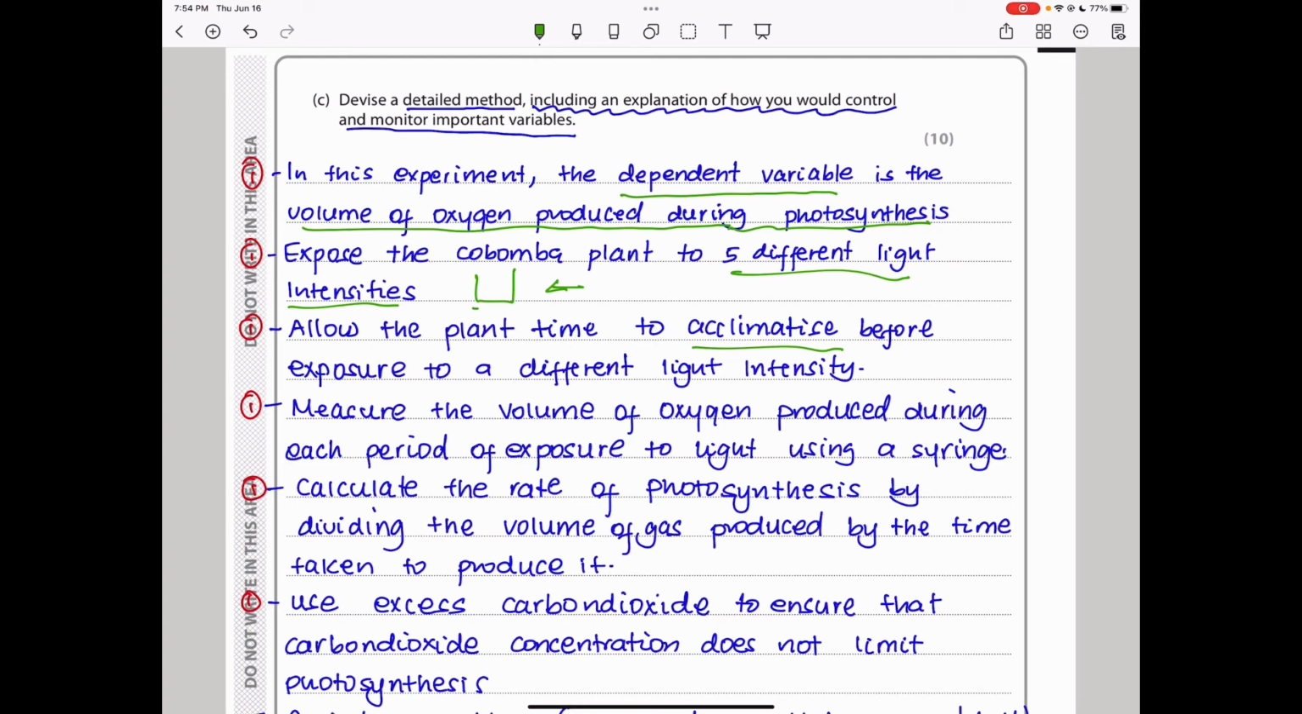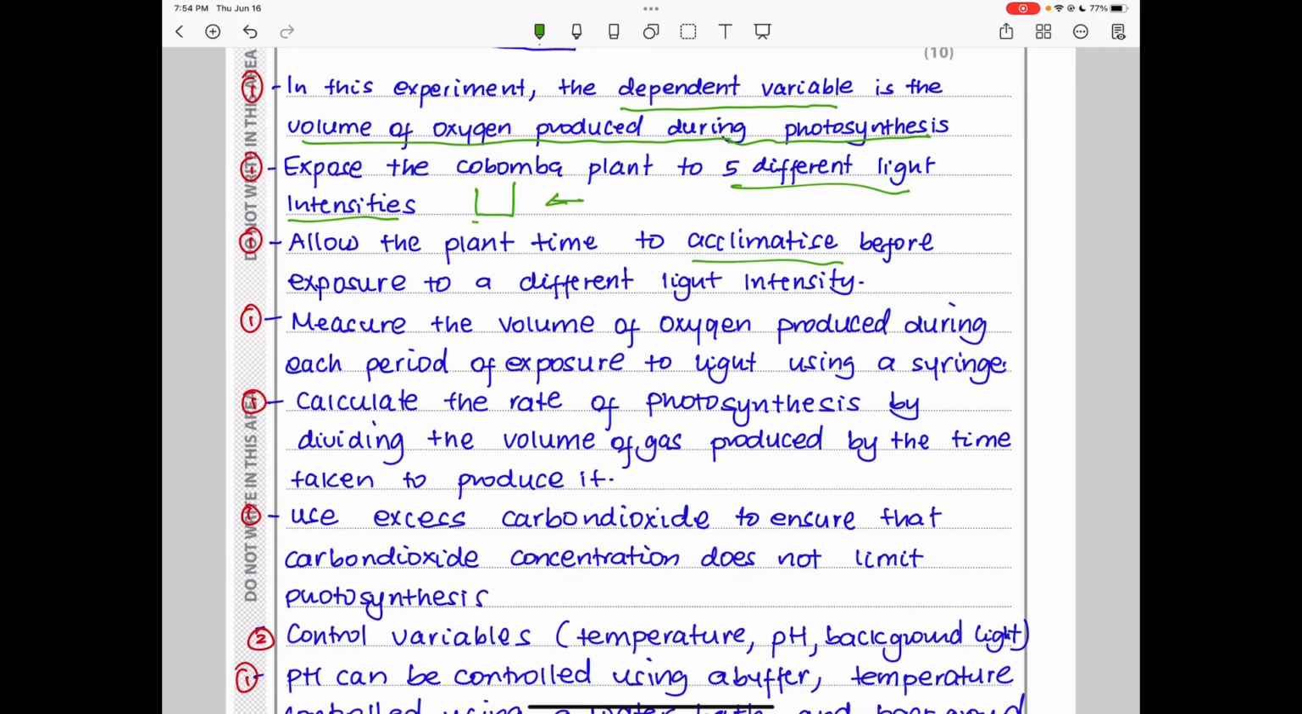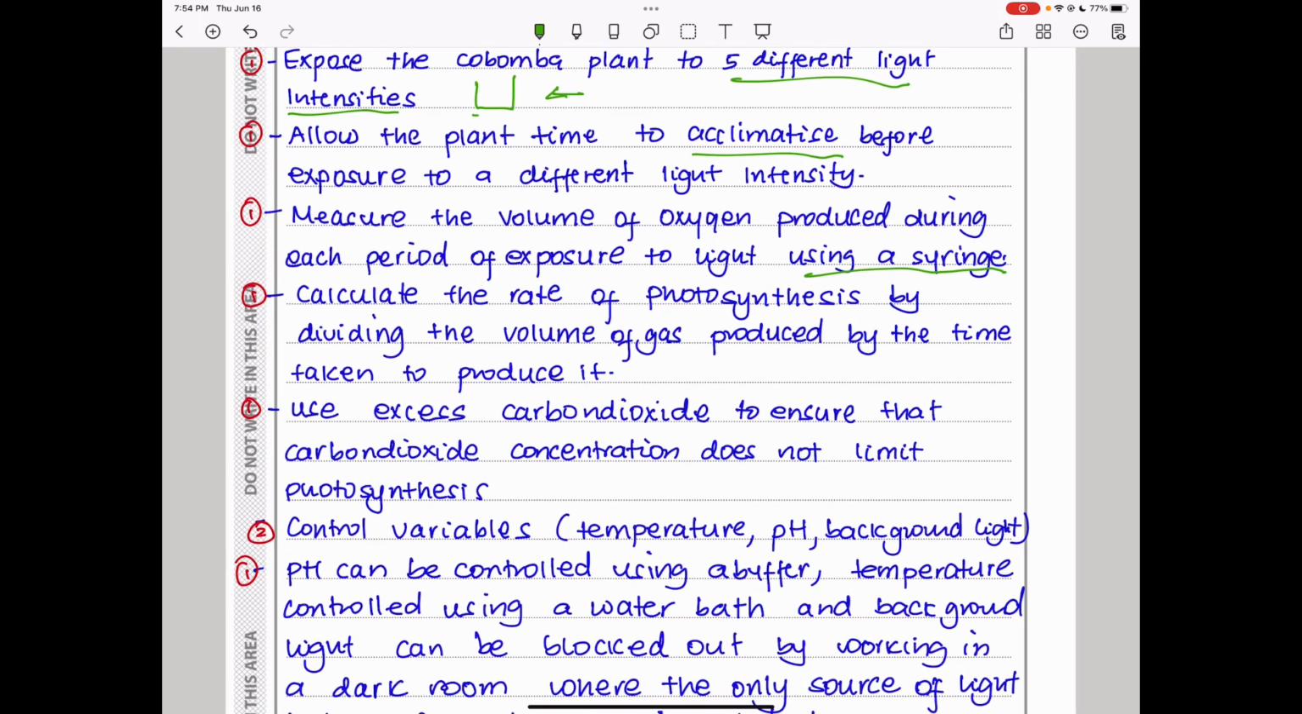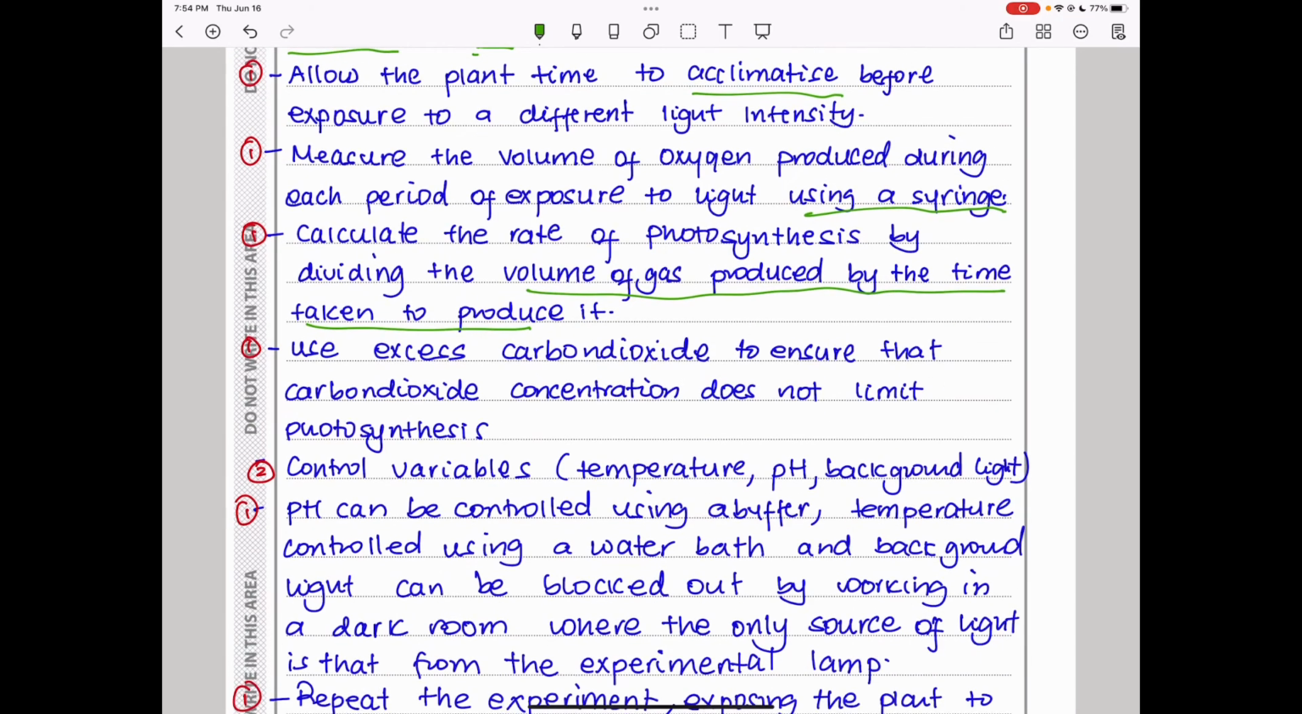a different light intensity. And then measure the volume of oxygen produced during each period of exposure to the light using a syringe. A syringe is good at measuring volume of oxygen. At least the errors are going to be minimal. And then the next part, we calculate the rate of photosynthesis by dividing the volume of gas produced by the time in which it was produced. Of course, give excess carbon dioxide to ensure that it does not limit the rate of photosynthesis.